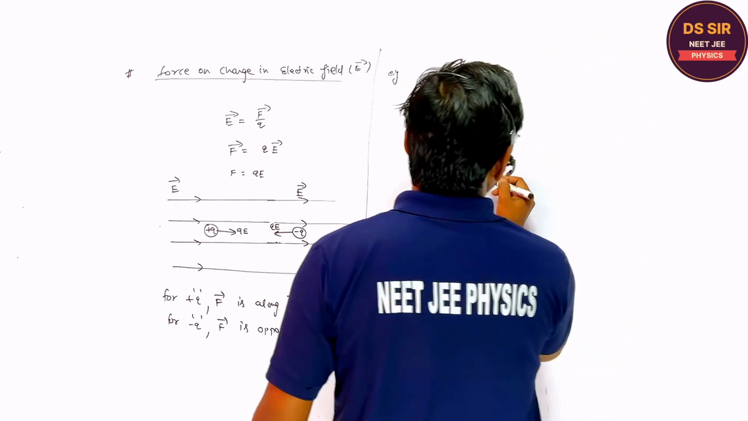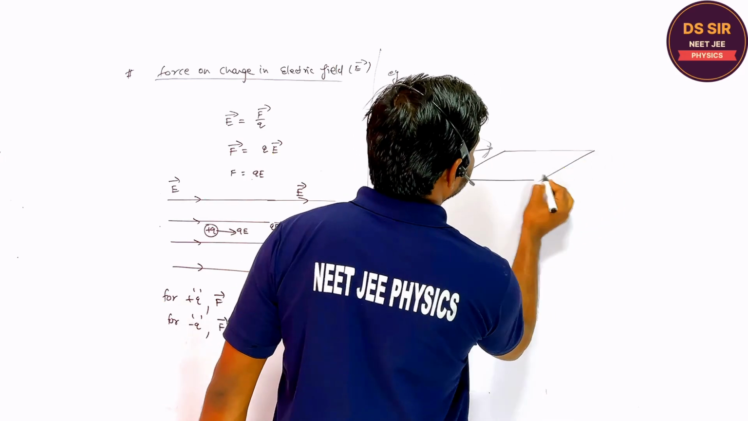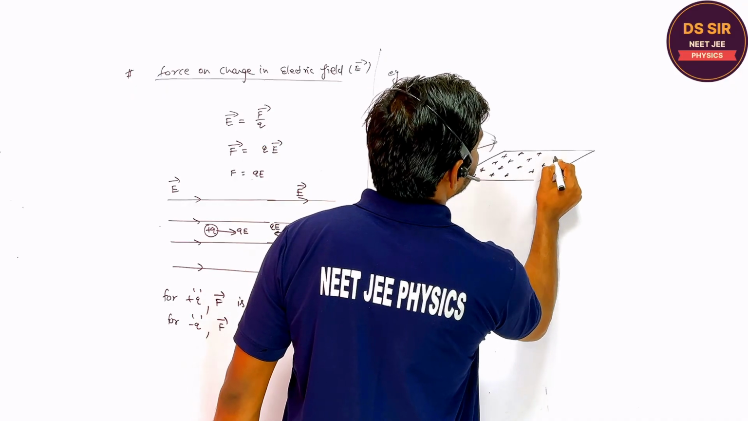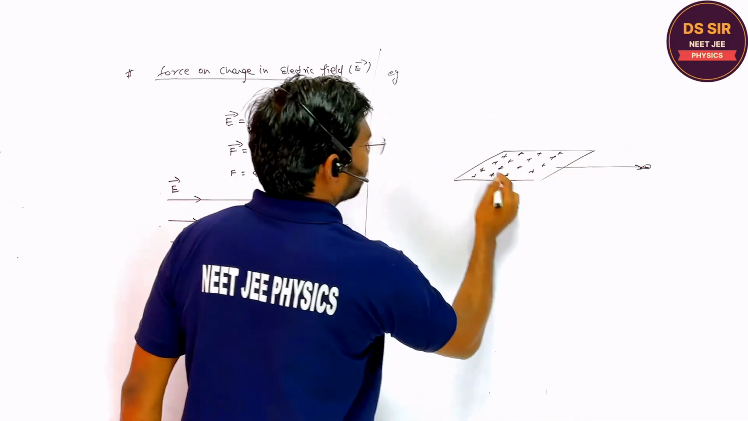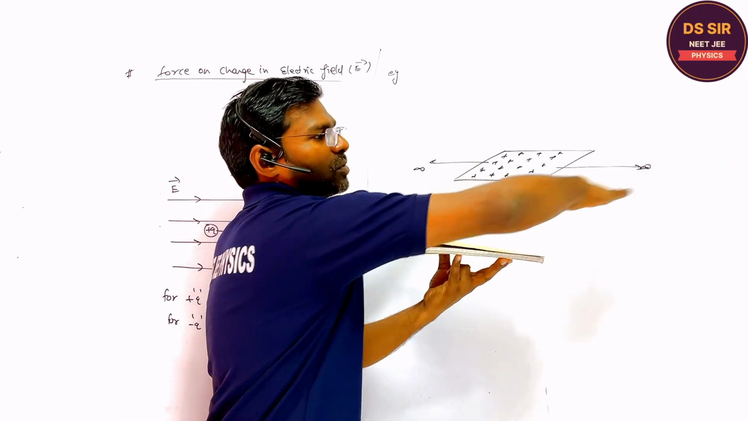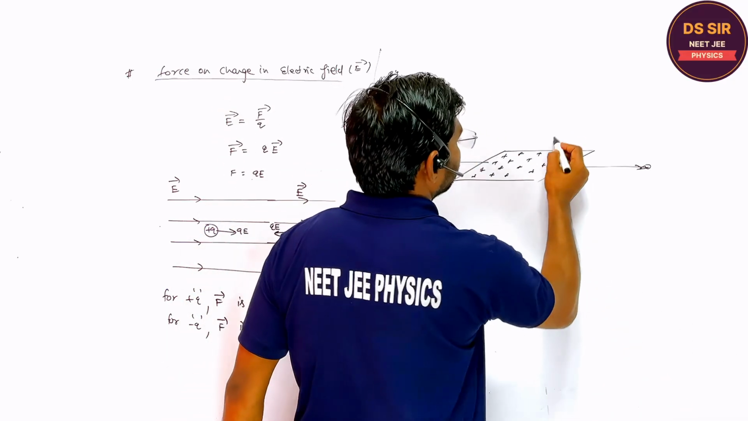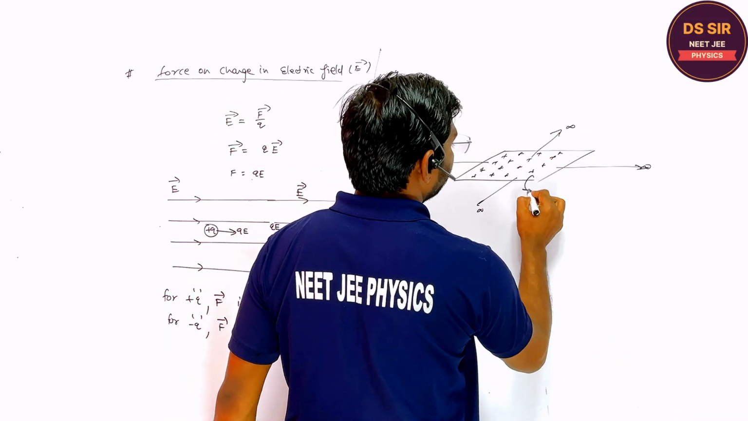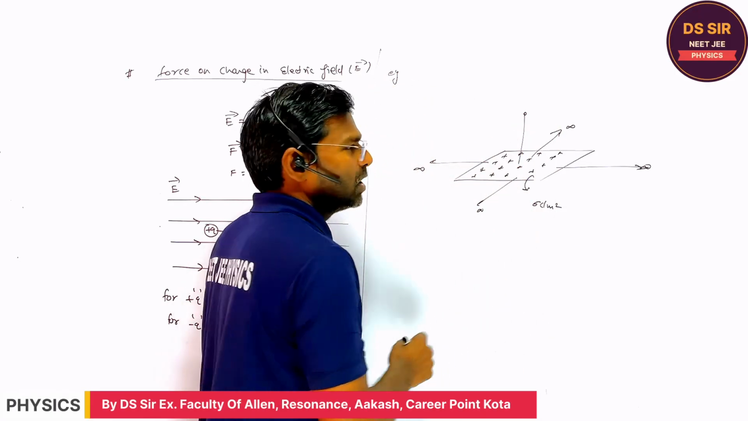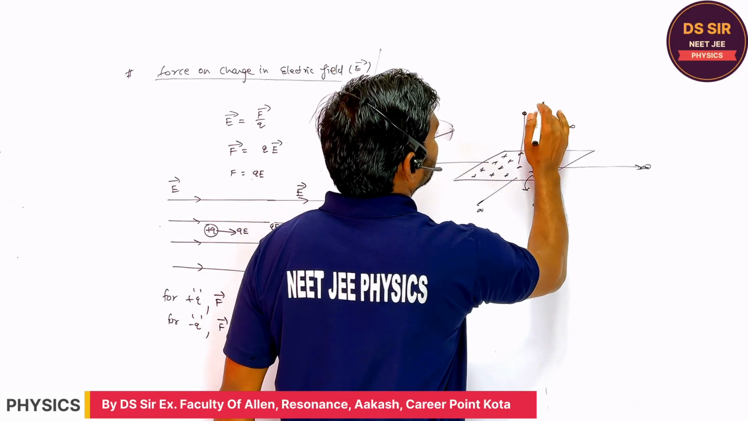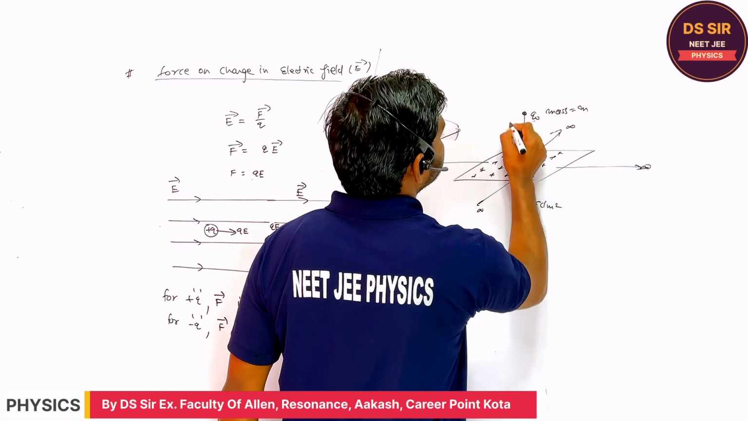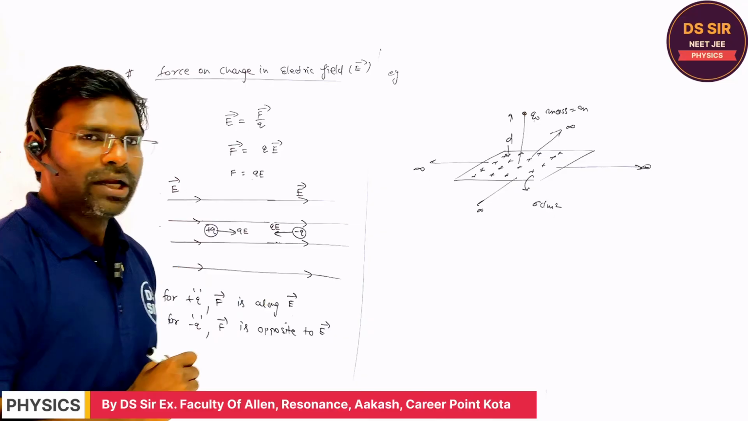For example, suppose this is the infinite sheet. The infinite charge sheet is placed horizontally like this, extended up to infinity. The surface charge density is sigma coulomb per meter square. Just below this, consider a charged particle Q naught, and its mass is M. The distance is assumed to be d, right?